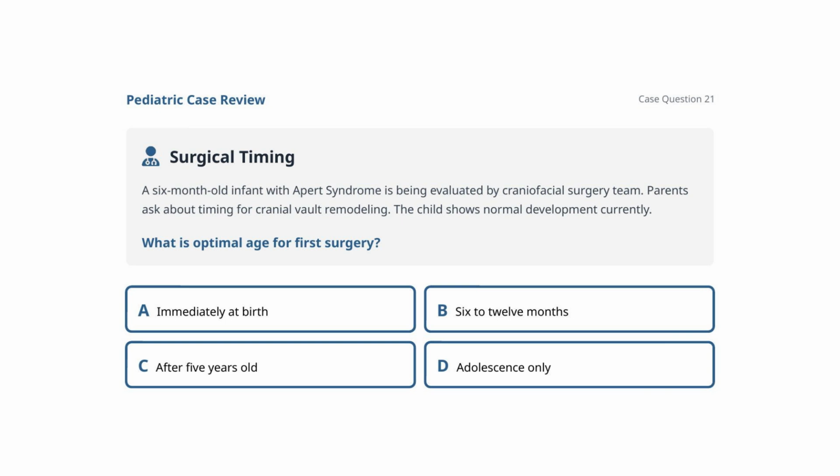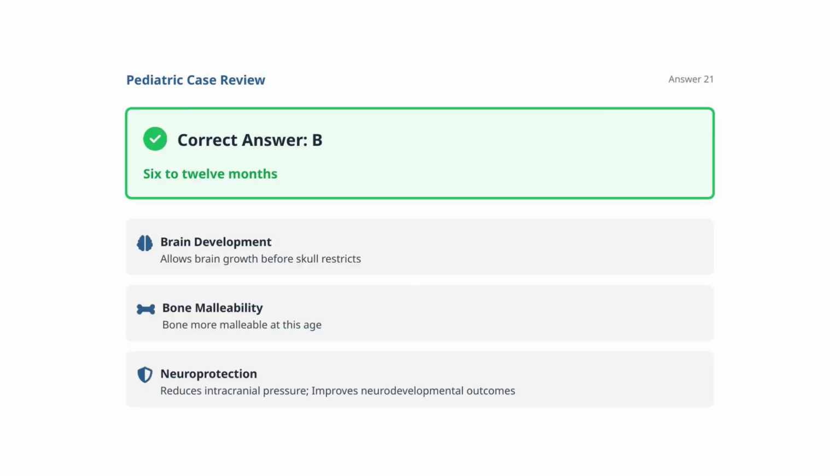A 6-month-old infant with Apert syndrome is being evaluated by the craniofacial surgery team. Parents ask about timing for cranial vault remodeling. The child shows normal development currently. What is the optimal age for first cranial vault surgery? Option A, immediately at birth. Option B, 6 to 12 months. Option C, after 5 years old. Option D, adolescence only. The correct answer is B, 6 to 12 months of age.